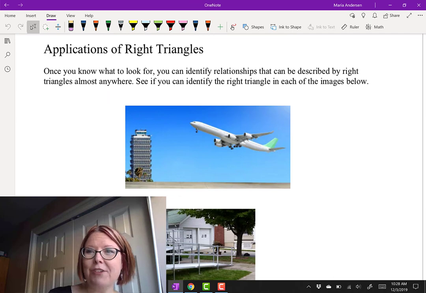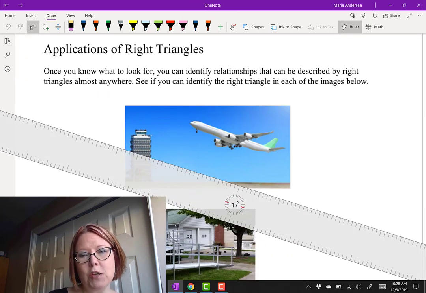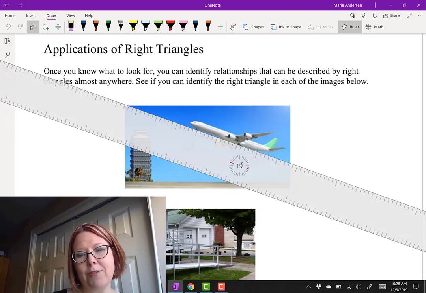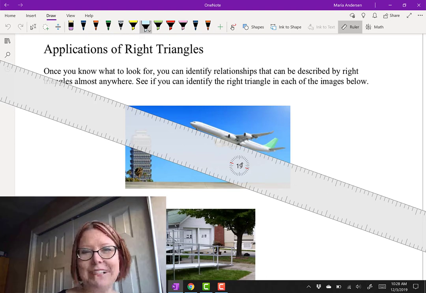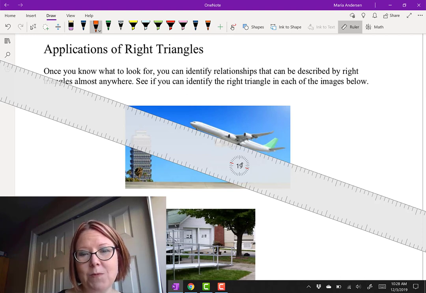Okay, we're back. I'm going to grab my ruler so I can draw these a little bit better. So first of all, you might notice that this plane is taking off at some kind of angle to the ground. Actually, using my ruler, I can see it's an angle of about 19 degrees to the ground, but that can also help us to draw a triangle in place for this plane.